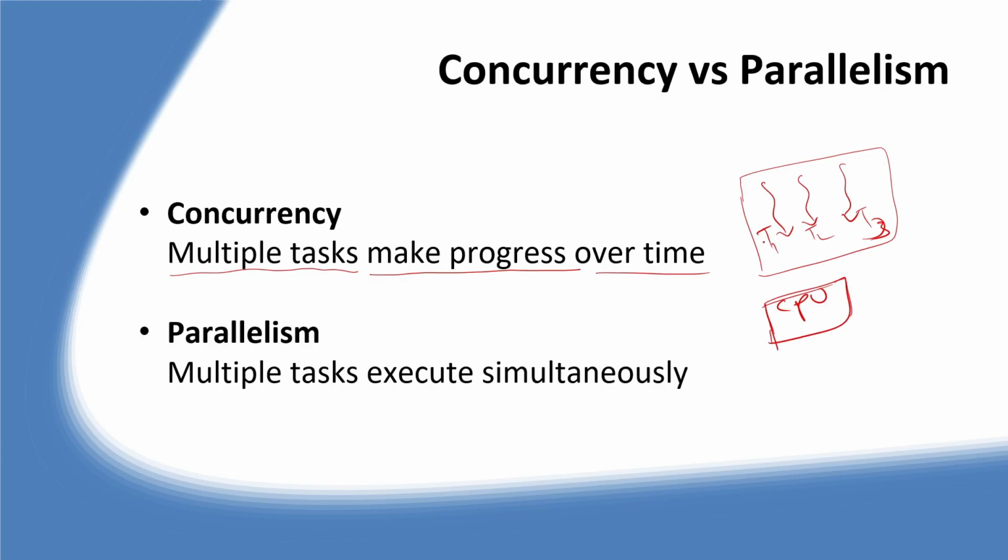But parallelism means multiple tasks are literally executing at the same time. That is parallelism: executing simultaneously. In concurrency, there is switching between T1, T2 and T3, but it happens so fast that it seems like it is occurring at the same time. But in parallelism, it literally executes at the same time.